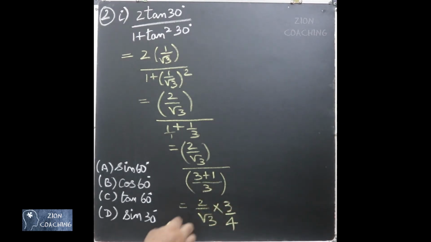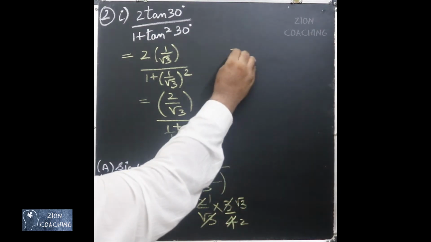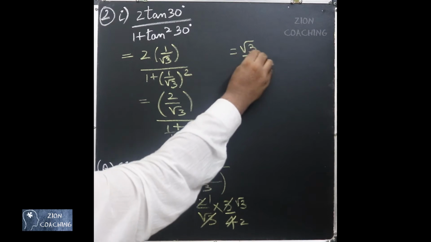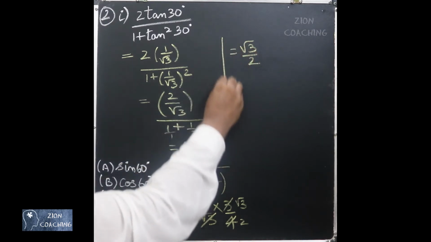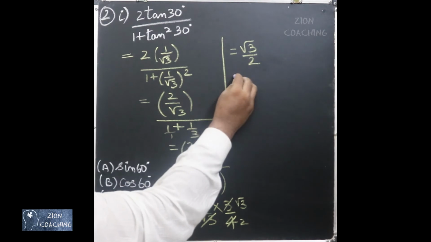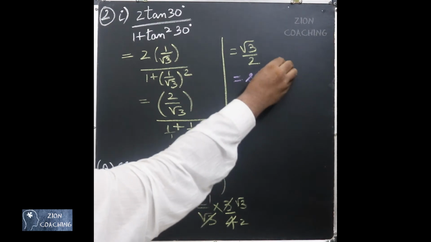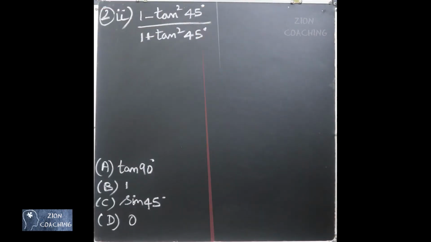When you cancel, 1 2 is 2, 2 2s are 4. 3 is nothing but root 3 into root 3. So 1 root 3 and 1 root 3 can be cancelled. Then the final answer will be root 3 by 2. The final answer is going to be root 3 by 2. Sin 60 degree value is root 3 by 2. So that is going to be sin 60 degree. This is our correct answer.